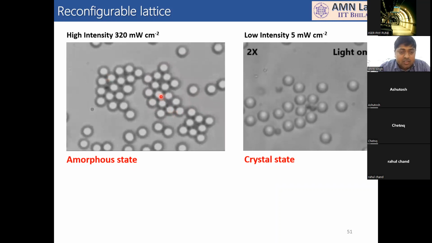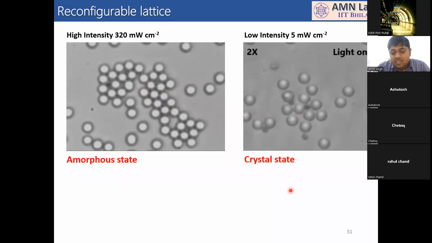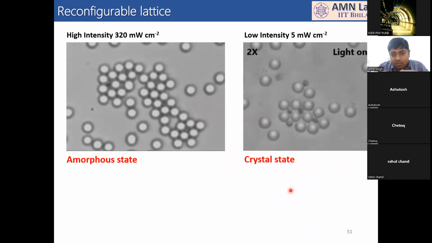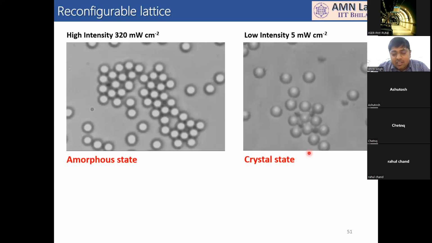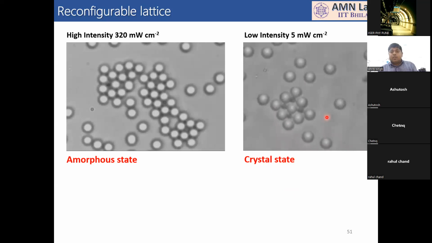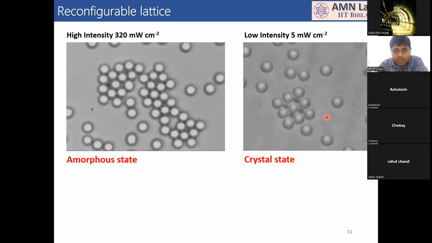The same thing when you form at a low intensity, the particles can attach only, interaction between only the immediate micromotor and passive is possible. No random attachment is possible. Then you see, this will form a perfect crystal lattice. Now it's formed finally. So this is something interesting because in the same particle system, as per your requirement, by controlling the intensity of light, you can form the amorphous or the perfect crystal state.